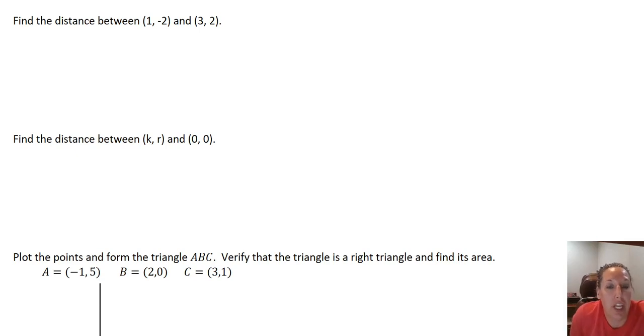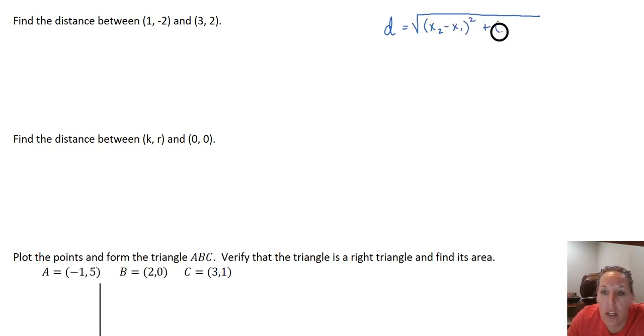In this video, we're going to take a look at the distance formula. So remember, the distance formula between two points, (x1, y1) and (x2, y2), is going to be the square root of the difference in those x values. So (x2 minus x1) quantity squared plus (y2 minus y1) quantity squared.